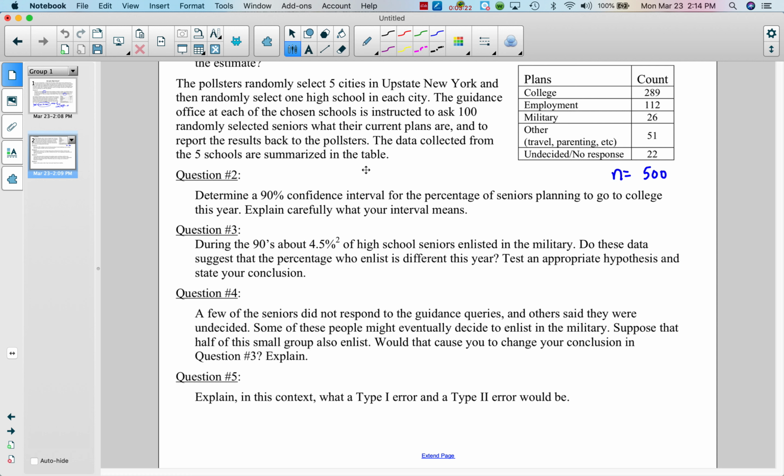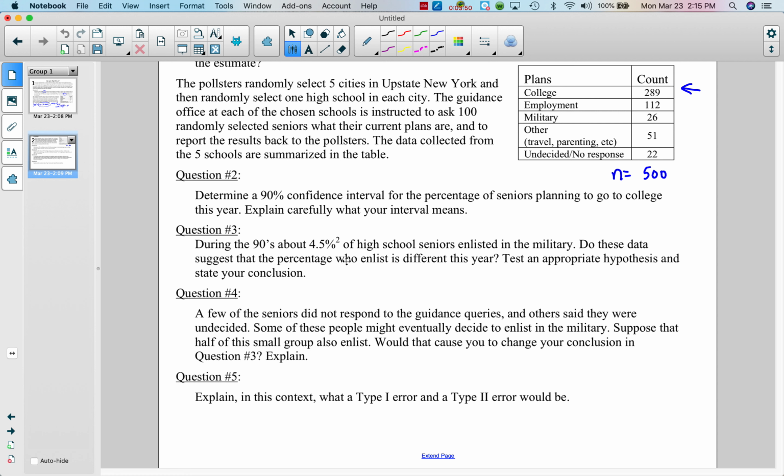So you're not using the n that you found in the previous problem. This is now the sample. This is what they decided to do in the sample that they took. Then you are going to determine a 90% confidence interval. You'll have to make sure you build that correctly for the percentage of seniors planning to go to college this year. So 289 out of 500, there's your p hat value. And then make sure you explain what the interval means in the correct notation.